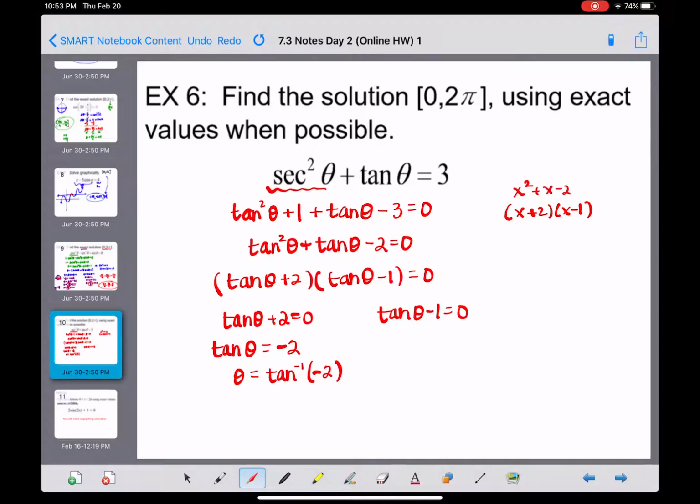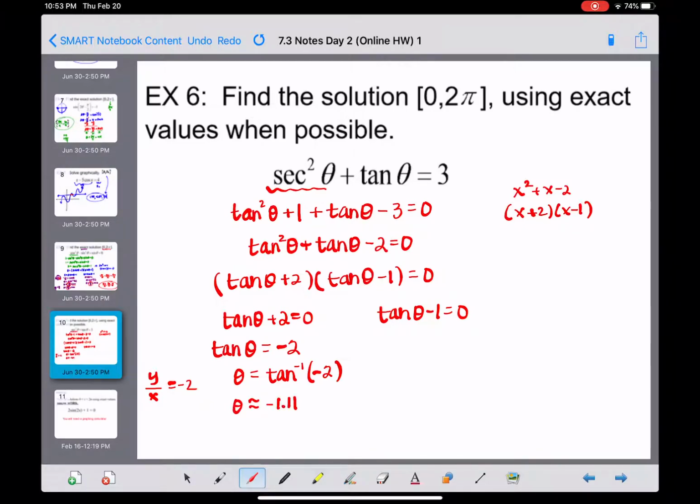So you have to think, have you ever seen negative 2 as a tangent value? y over x. Is there anywhere on the unit circle where y over x can be negative 2? And that's no. So we're just going to type that into our calculator. We're going to have to be in radian mode. And we would get negative 1.11.